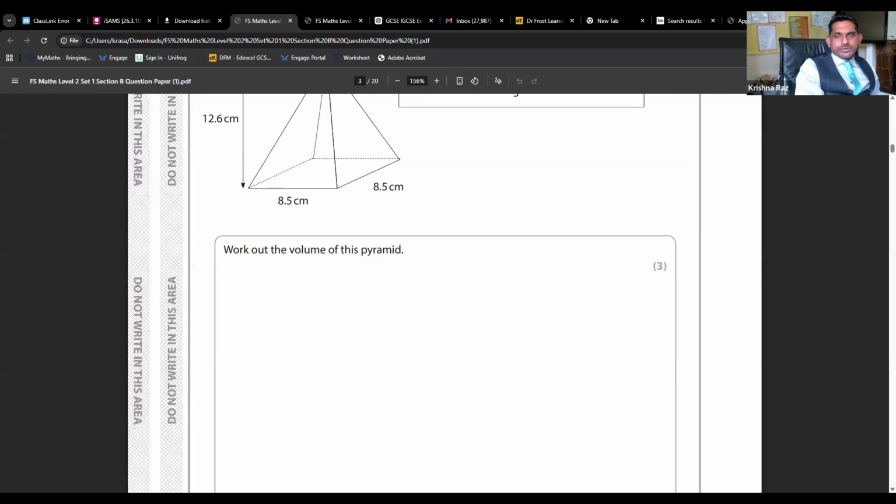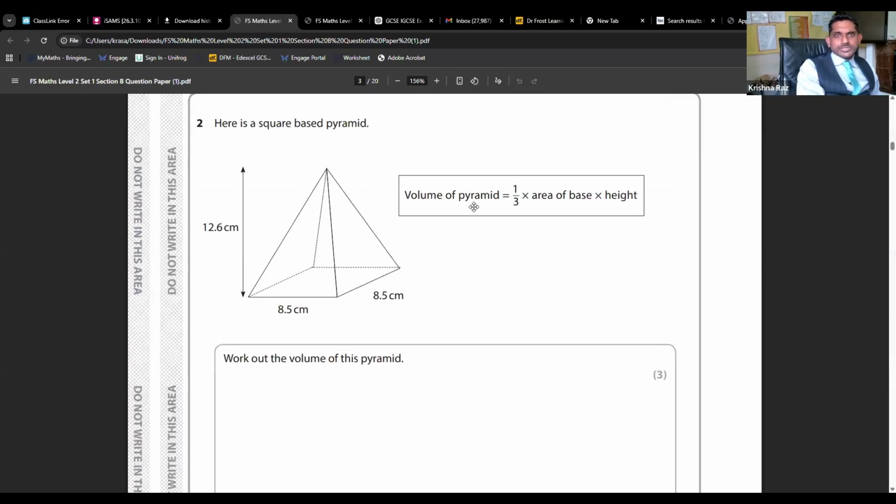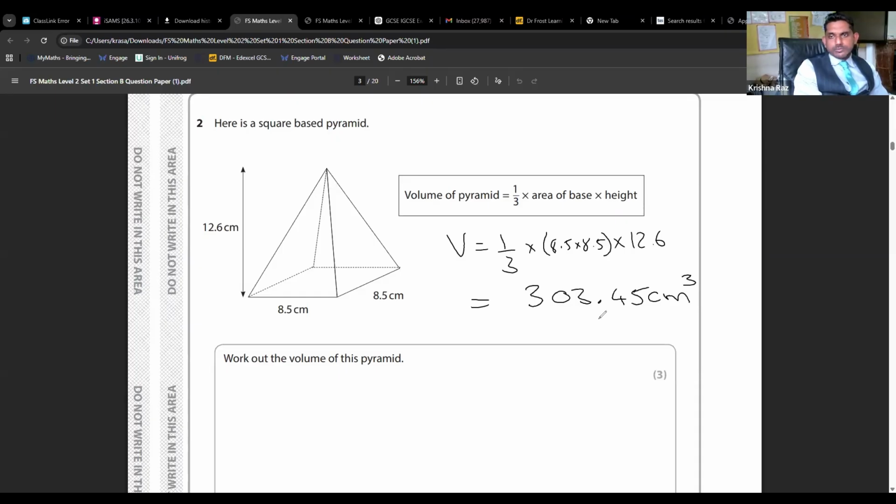Now, number 2, we're given the volume of the pyramid, so we simply just have to sub in the numbers. So the volume equals 1/3 times the area of the base, which is 8.5 times 8.5, times by the height. You whack that in the calculator, 1/3, and that gives us 303.45 centimeters cubed.